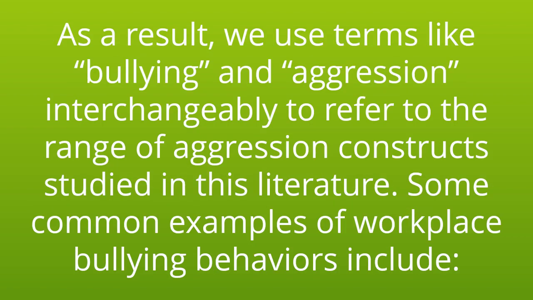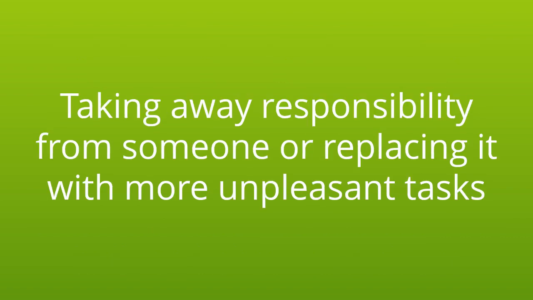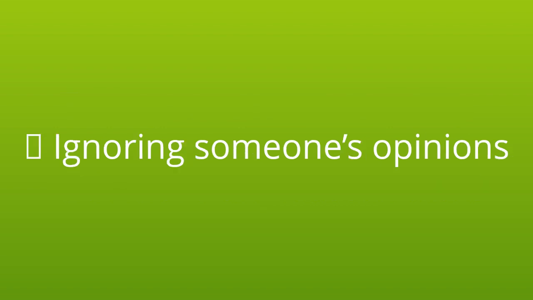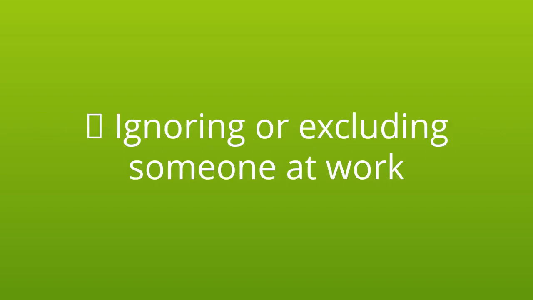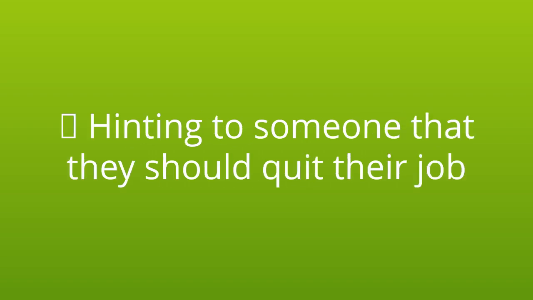As a result, we use terms like bullying and aggression interchangeably to refer to the range of aggression constructs studied in this literature. Some common examples of workplace bullying behaviors include taking away responsibility from someone or replacing it with more unpleasant tasks, ignoring someone's opinions, persistently criticizing someone's work, spreading gossip or rumors about someone, ignoring or excluding someone at work, hinting to someone that they should quit their job.